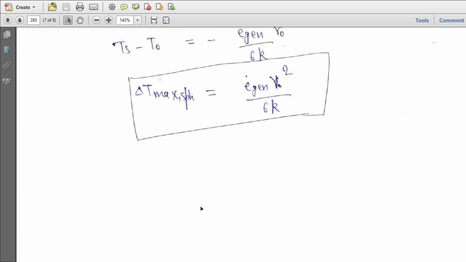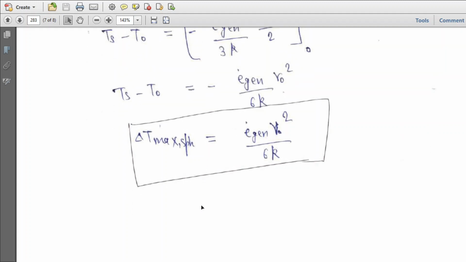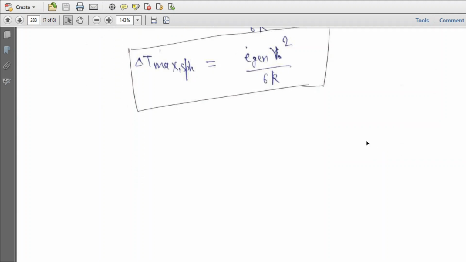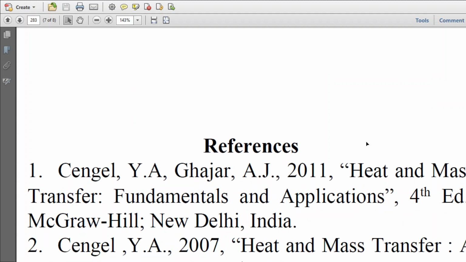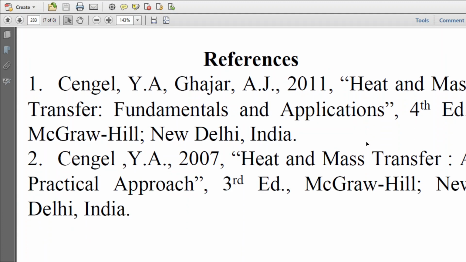So here we have found the center line temperature, maximum temperature, and surface temperature in case of energy generation within any solid, could be a plane wall, a cylinder, or a sphere. These are the references from Cengel, Heat and Mass Transfer: Fundamentals and Applications, and Heat and Mass Transfer: A Practical Approach.